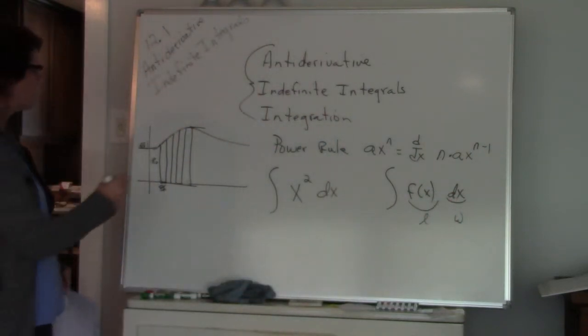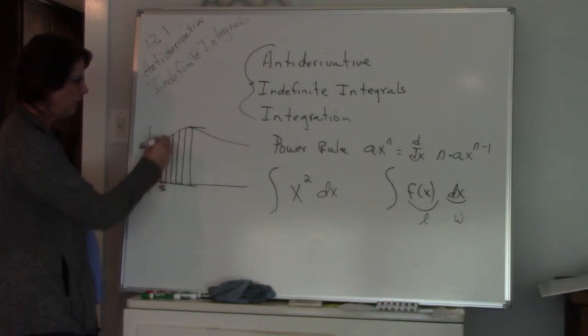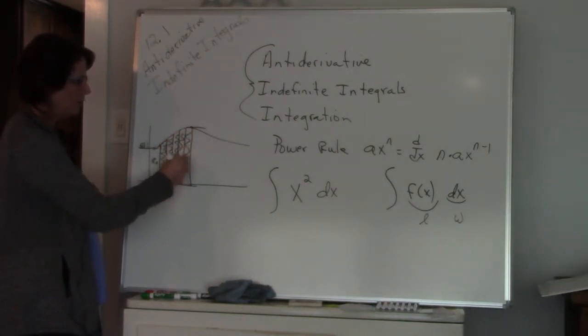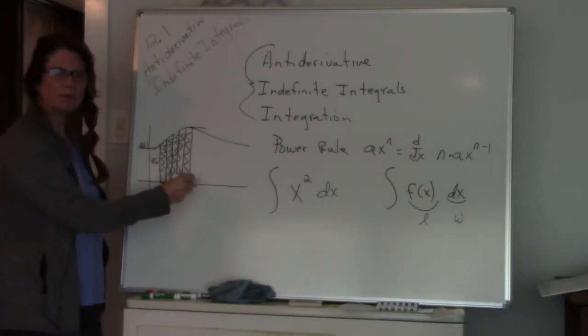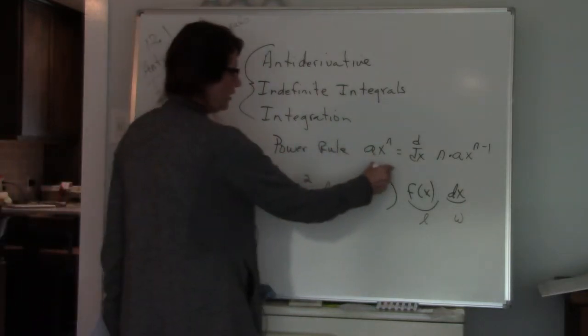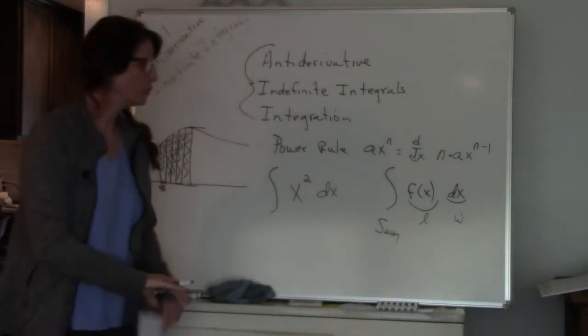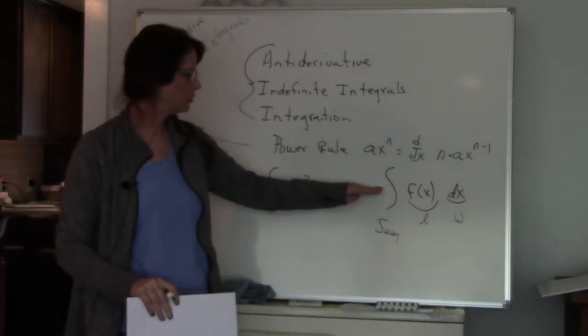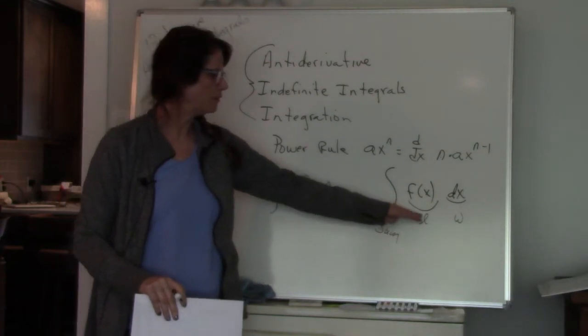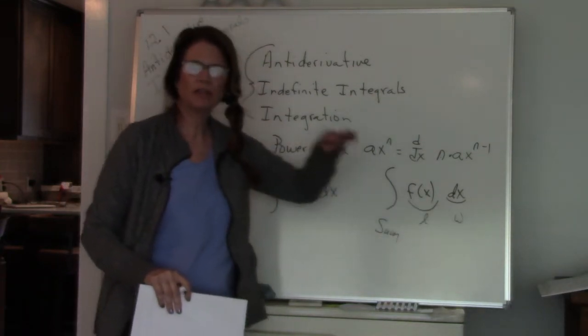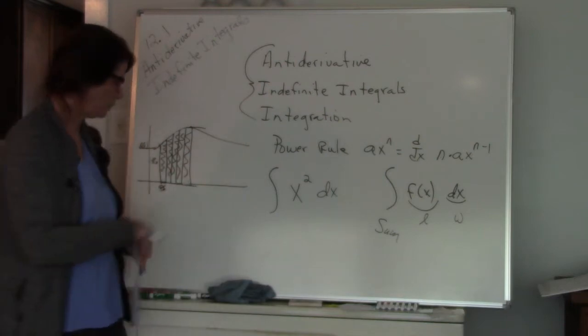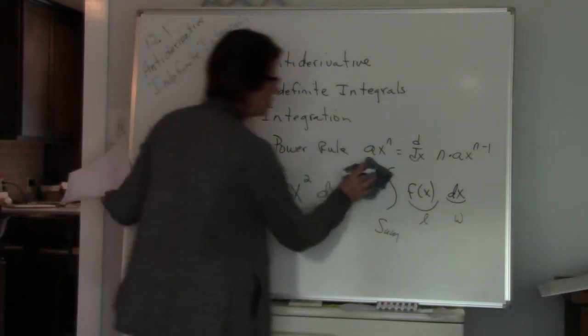So what you're doing is you're getting the area of each of these pieces, okay, all of these pieces, and then you're adding them up. Well, this elongated S can represent sum. So this is literally telling you what you're doing. You're finding the sum of all the rectangles underneath your curve. Okay, that's what the notation means.